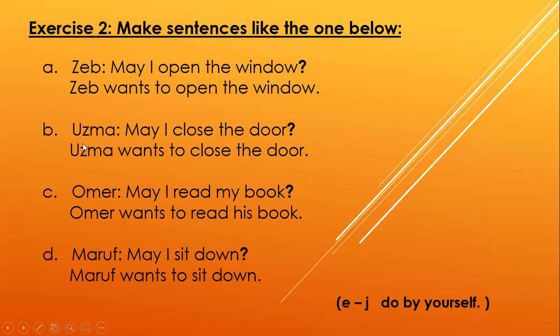Okay. Number B, Uzma: "May I close the door?" This is the direct speech. So how do you change it? Uzma wants to close the door.